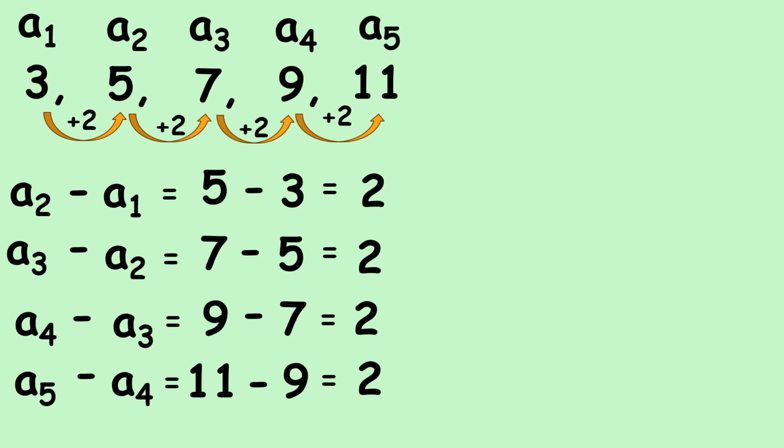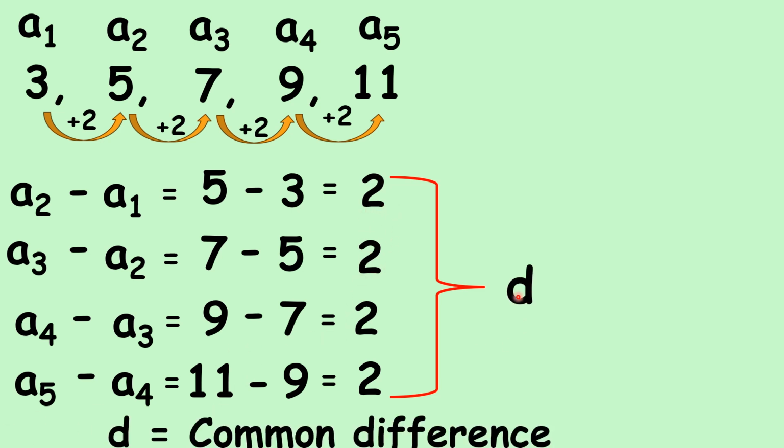Now, in this particular case, we see that the differences are the same. That means they have a common difference, and the common difference here is 2. That is denoted by D. So we call D the common difference. We call A1 the first term, A2 the second term, A3 the third term, A4 the fourth term, and A5 the fifth term. Note that the numbers are actually subscripts.